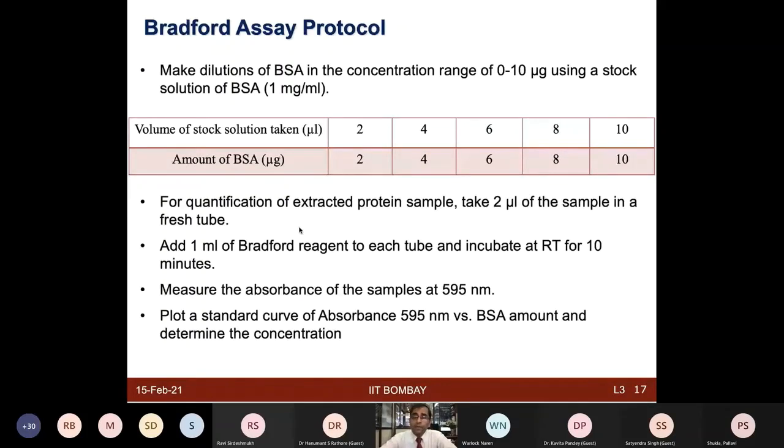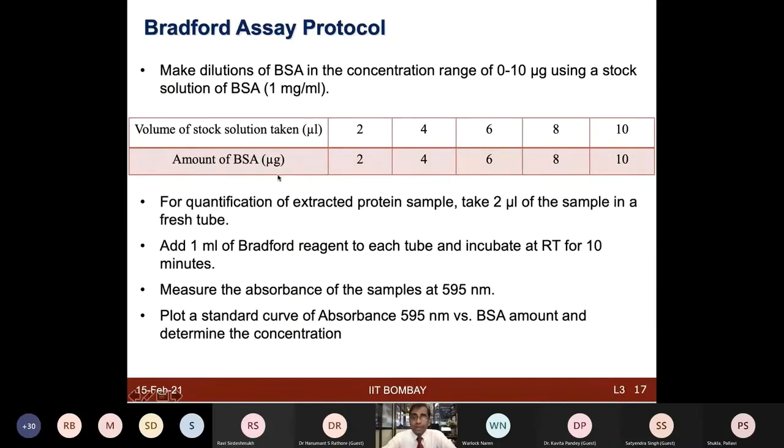For doing that, we make the standards with a known protein like BSA. And again, please don't feel that we are trying to teach you something very new. You are already doing it. We are just giving you some recap and also giving you an idea of how you should be careful about some of these steps as you go along.